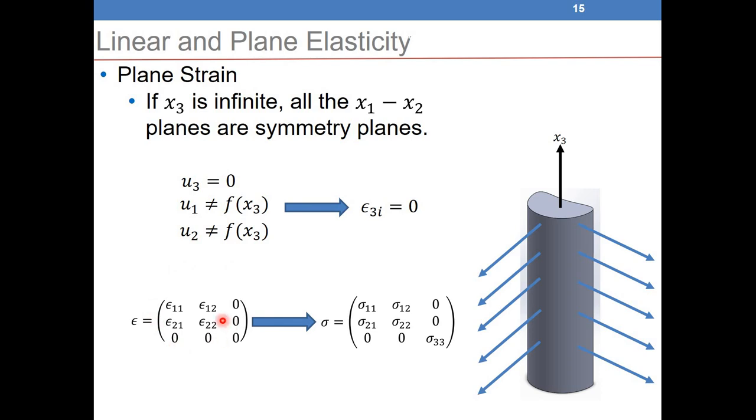Just to summarize, I can directly put zeros here if I have two conditions. The length in the x3 direction should be very large compared to the other two dimensions. And the second condition, I don't have any force acting in the x3 direction. So that's for the plane strain.